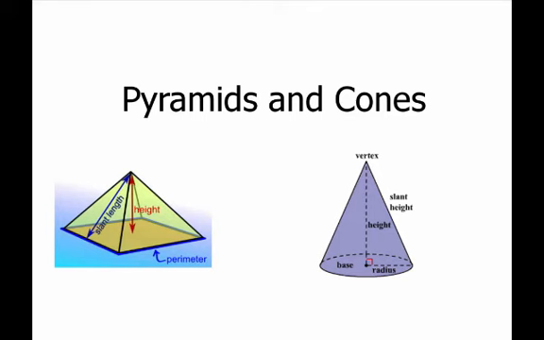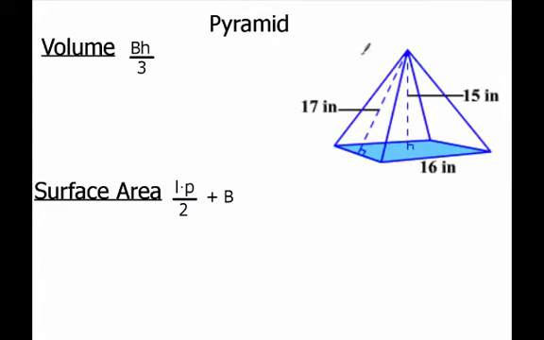In this video, we will be discussing the volume and surface area of pyramids and cones. So, a pyramid is a shape that has a rectangular base with triangular faces. For the intents and purposes of this class, our bases are always going to be squares.